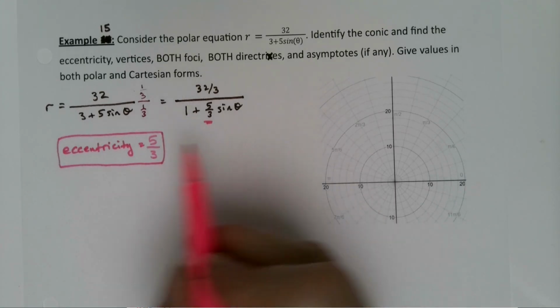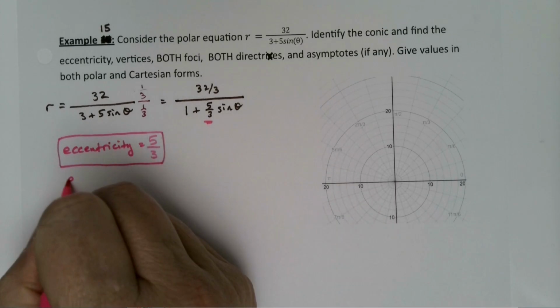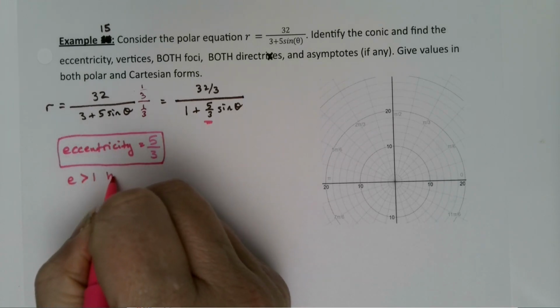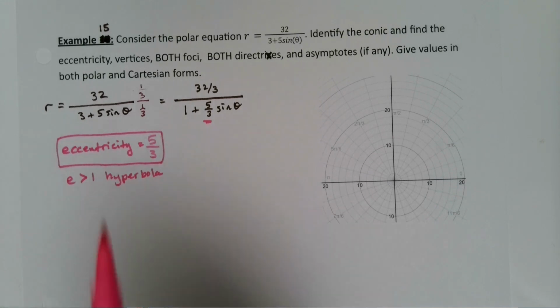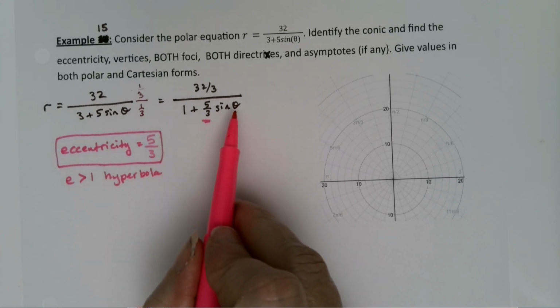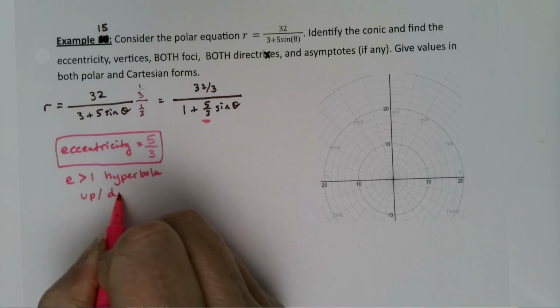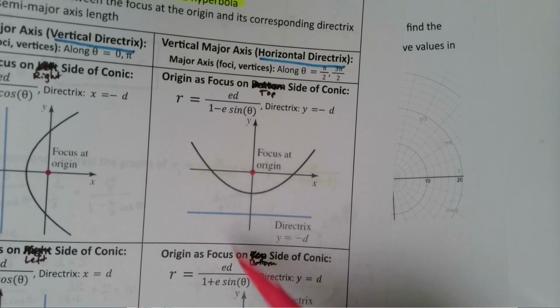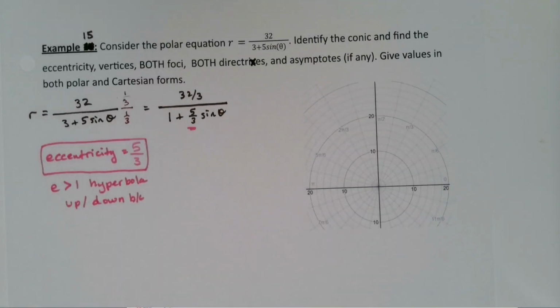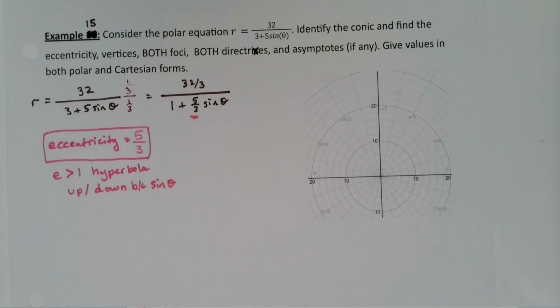Now, because my E is greater than 1, I can tell this is a hyperbola. I can also tell, because it's sine theta, that this is an up-down hyperbola. If we look at the general forms, when you have sine, those will be up and down, top and bottom.